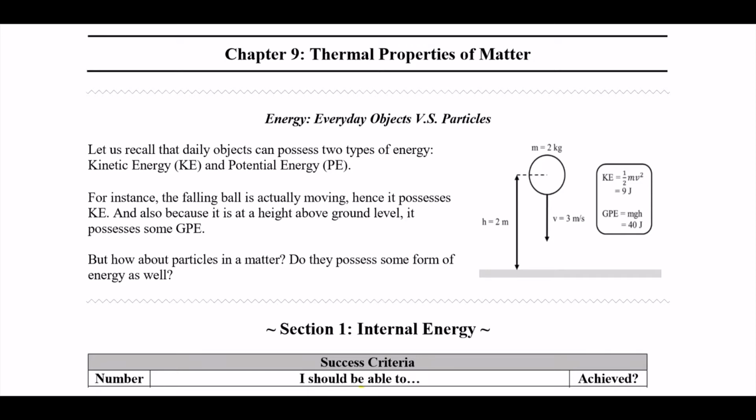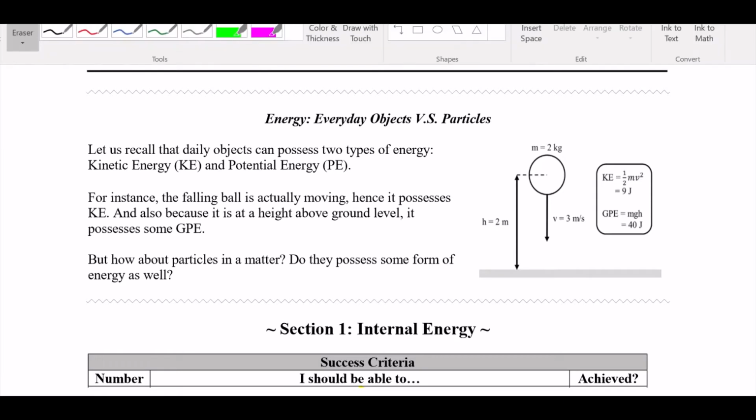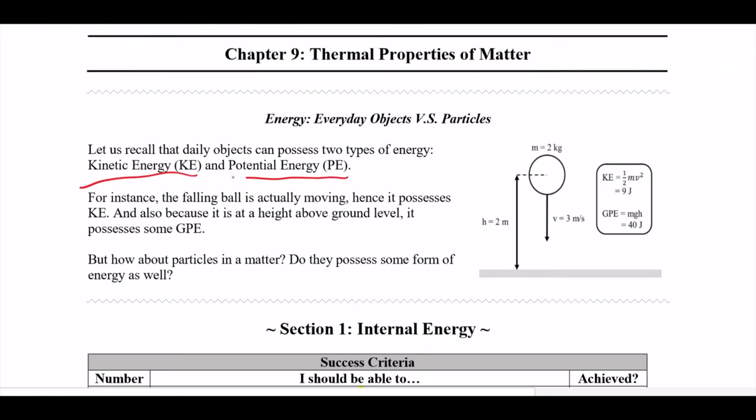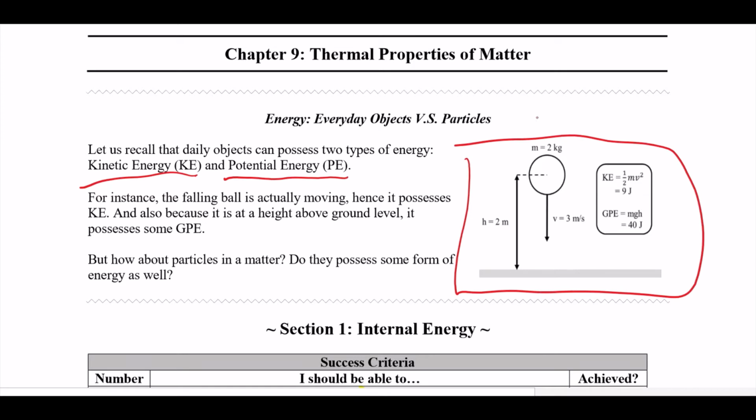But before we zoom in to look at the particles, let's do a little recap. Everyday objects, like a ball, your tables, your chairs, your own body, can have two different types of energy, namely kinetic energy and potential energy. Particularly, what kind of potential energy have we been talking about? Looking at this picture, we have been discussing gravitational potential energy, or GPE.